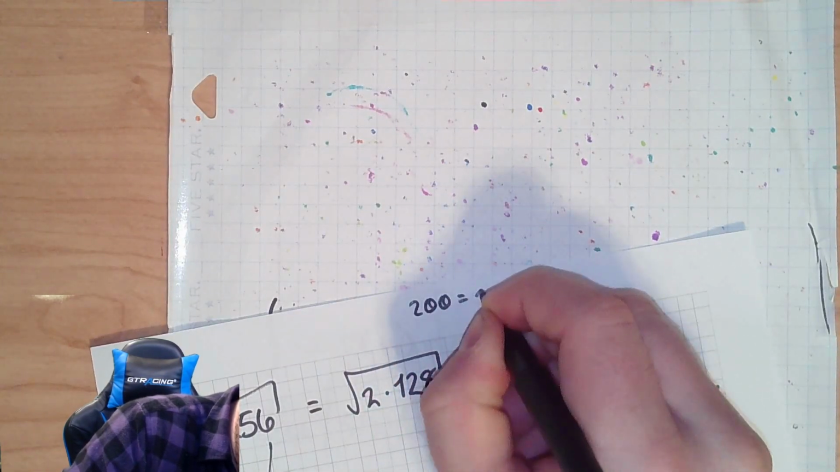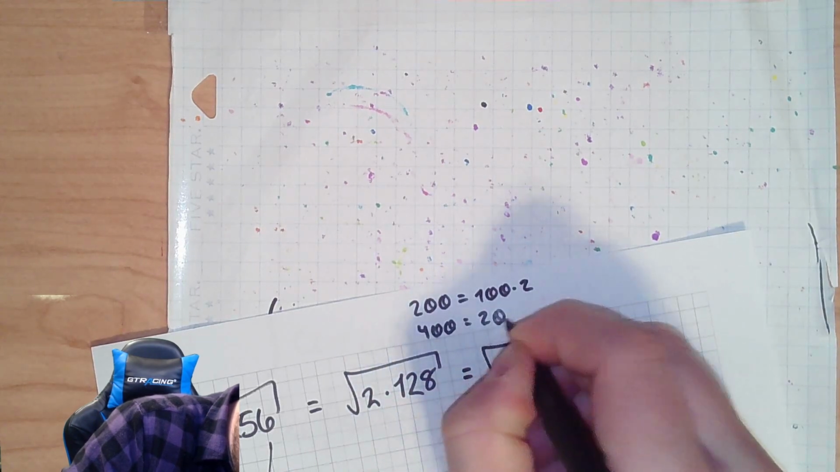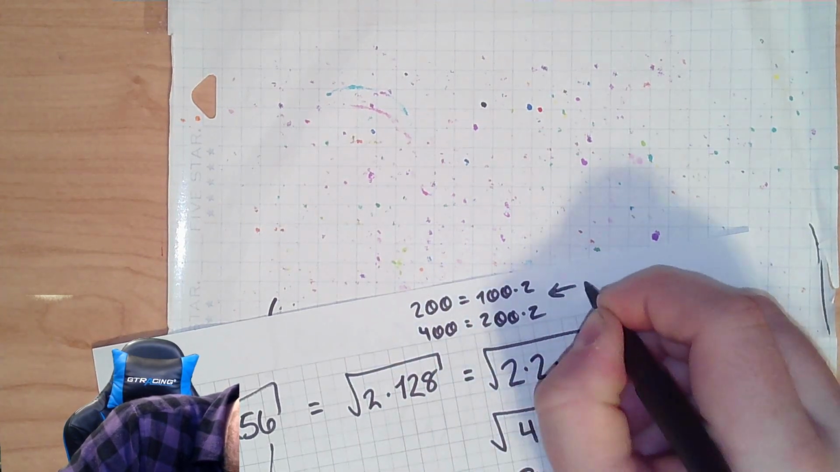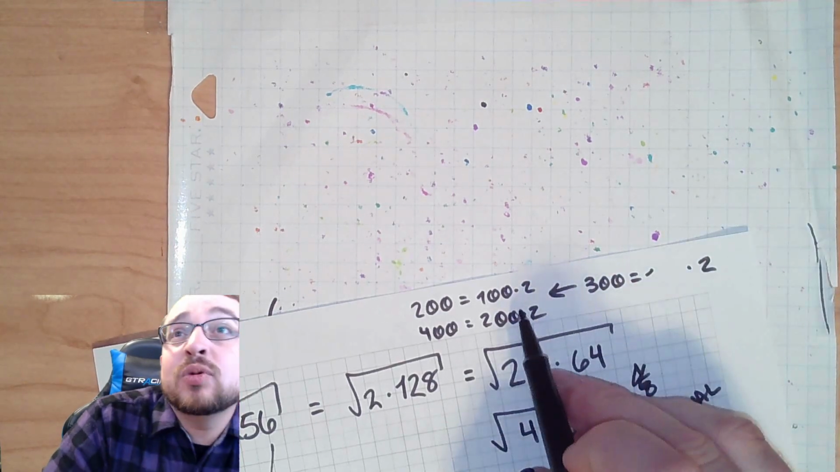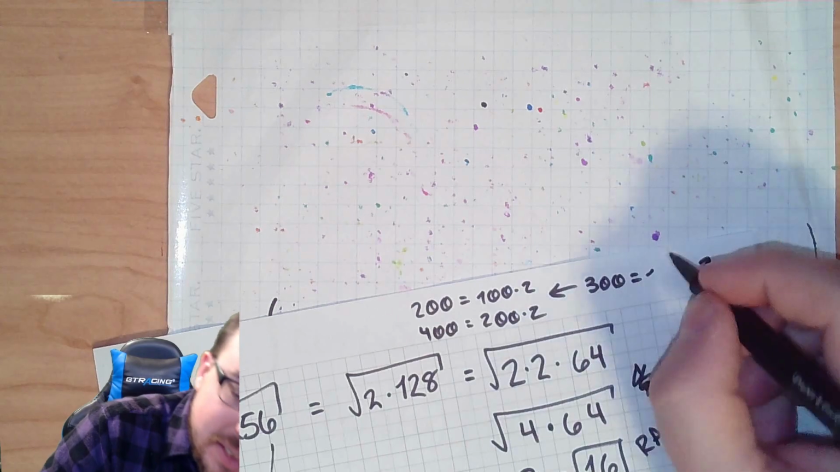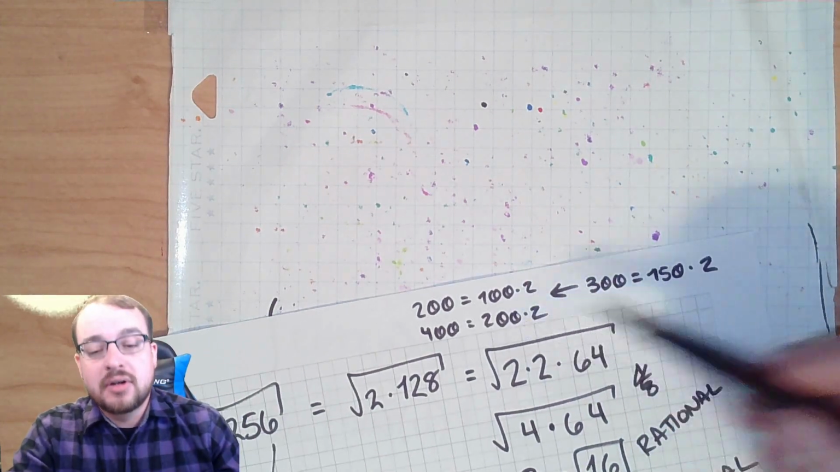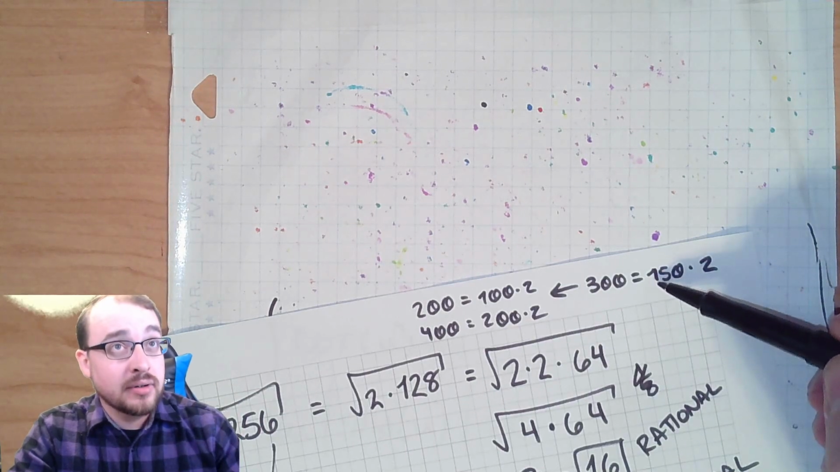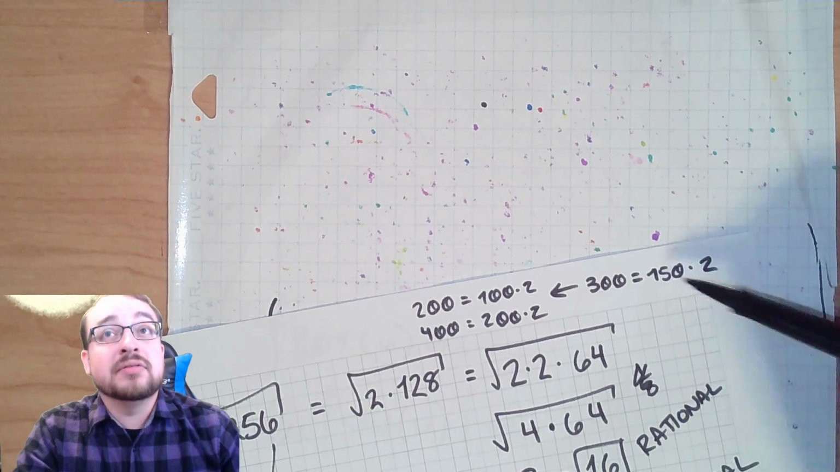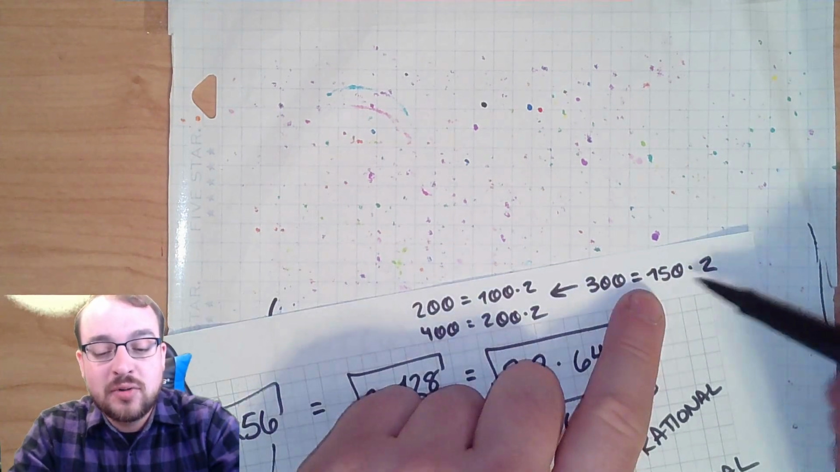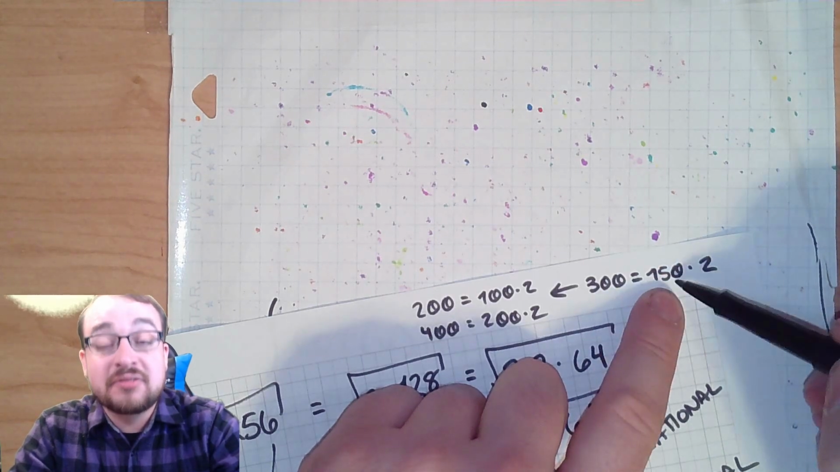200 is 100 times 2. And 400 is 200 times 2. So 300 should be something between 100 and 200 times 2. It's going to be 150, right in the middle of 100 and 200. Because if we double 100, we get 200, and if we double 50, we get 100.